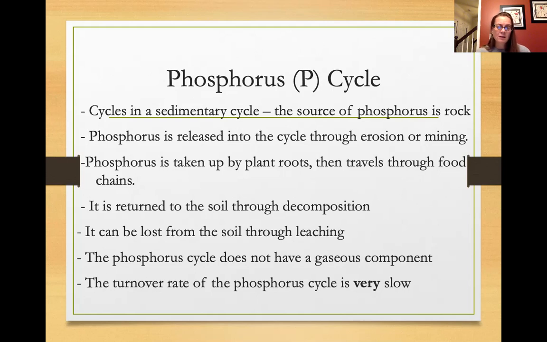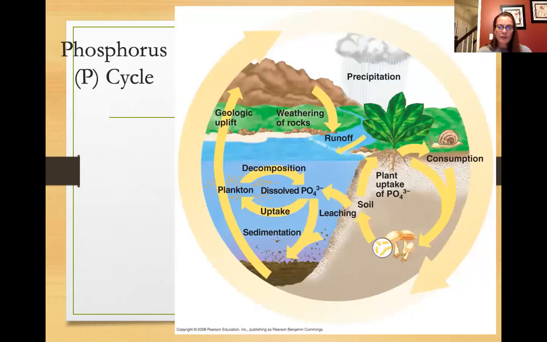The phosphorus cycle, unlike the carbon cycle, water cycle, and nitrogen cycle, does not have a gaseous component. Because this is a sedimentary cycle and because rock is involved, the turnover rate of the phosphorus cycle is very, very slow. So here's our cycle. Precipitation weathers rocks. That causes runoff of these phosphorus-containing compounds, usually phosphates. If that runoff makes it into the soil, then plants can uptake those phosphate ions.